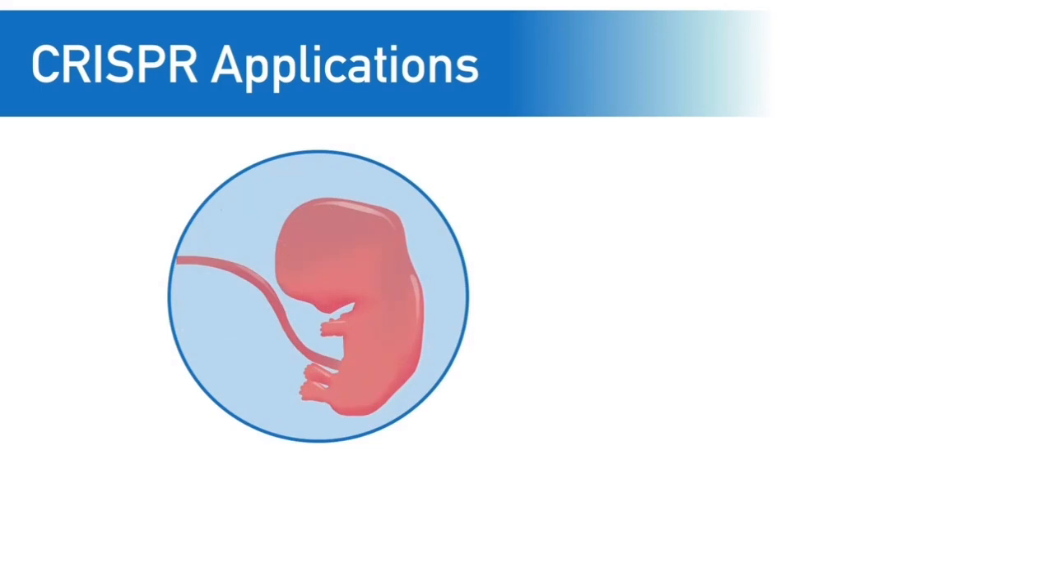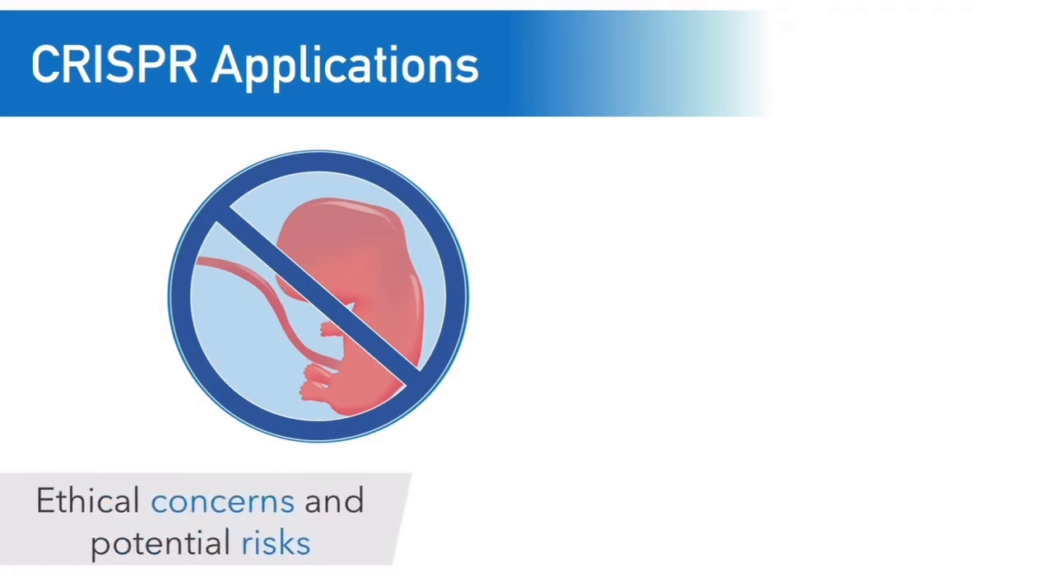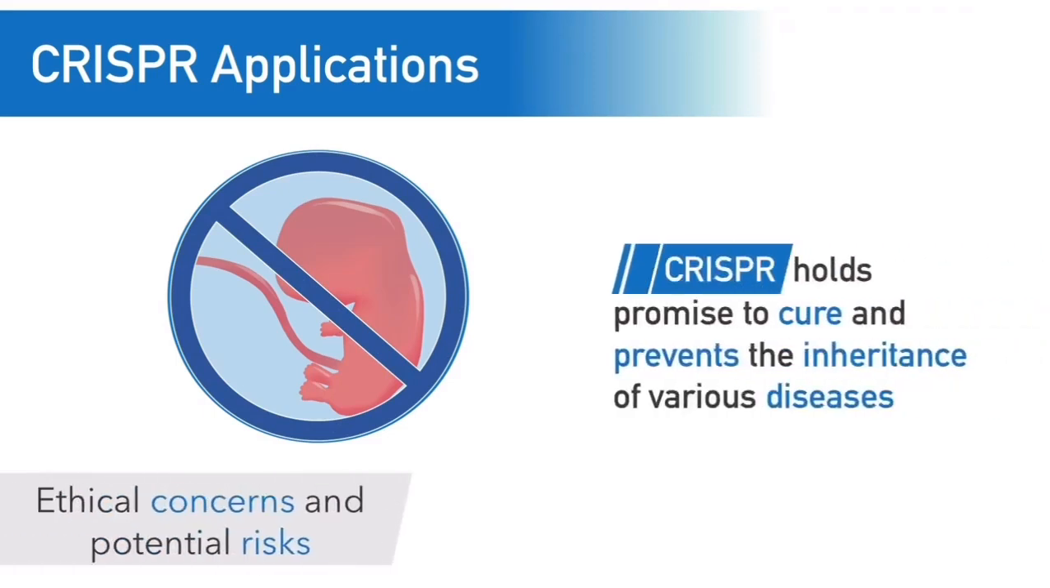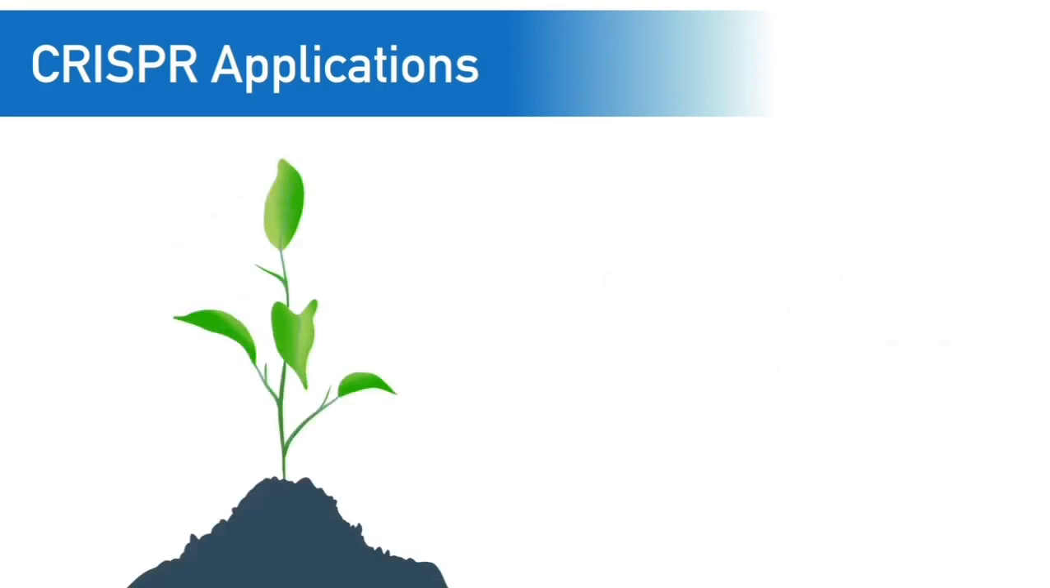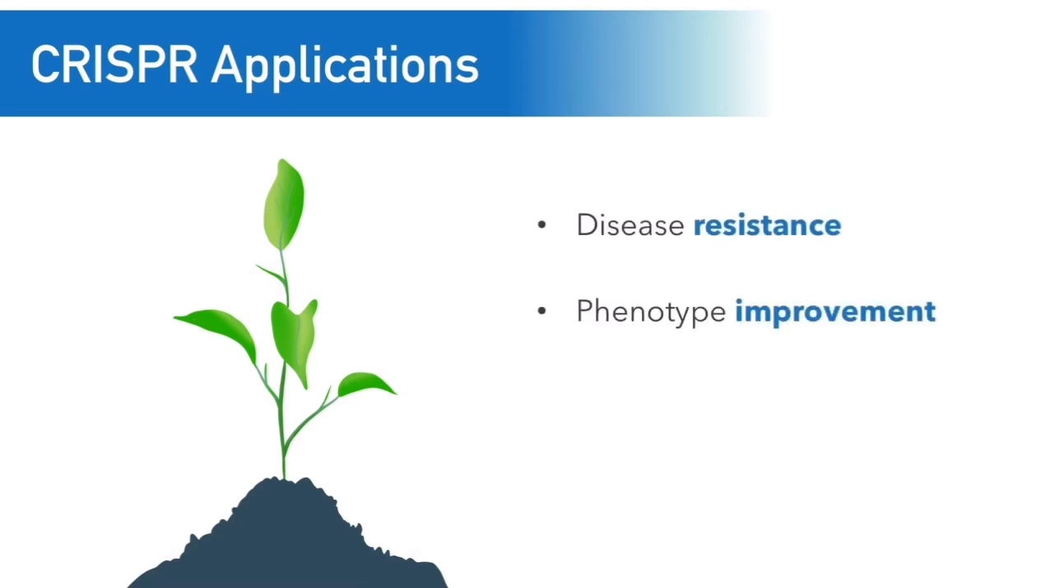Although genome editing of human embryos and their implantation into the human womb and genetic editing of somatic cells have wide ethical concerns and potential risks, CRISPR holds promise to cure various diseases and prevent inheritance of gene-linked diseases. Additionally, genome editing in plants using CRISPR introduces the scope of making plants resistant to certain diseases, improving their phenotype, i.e., observable characteristics, incorporating certain specific traits, improving crop yield, etc.